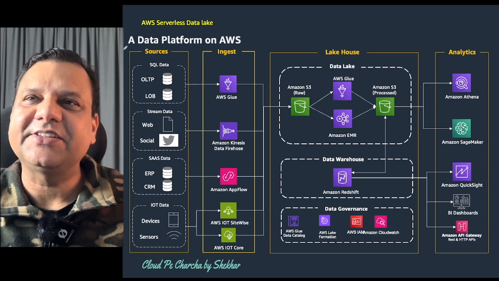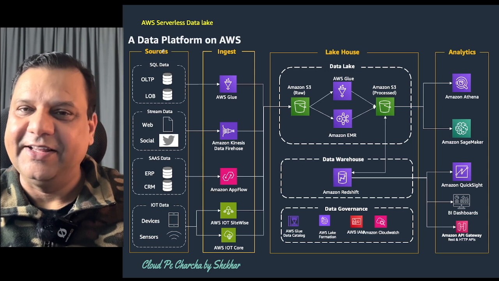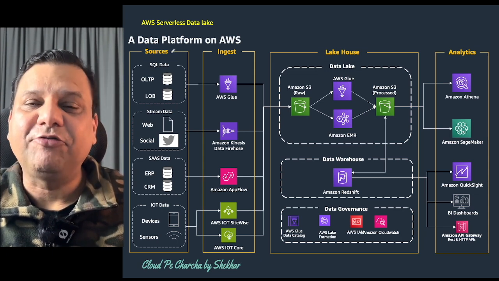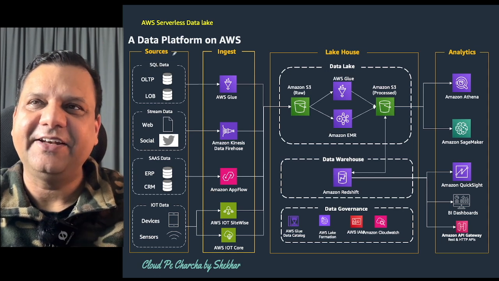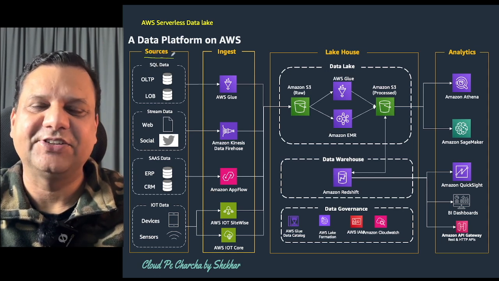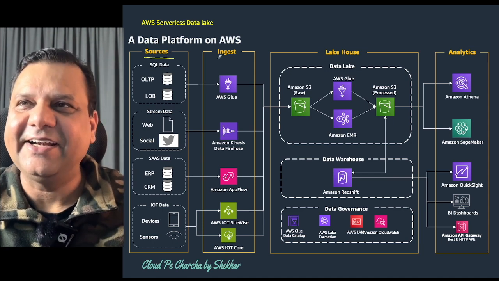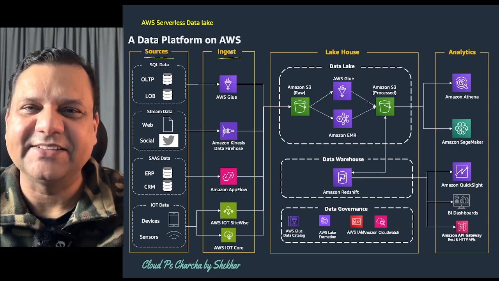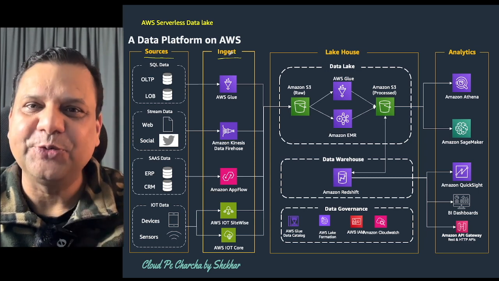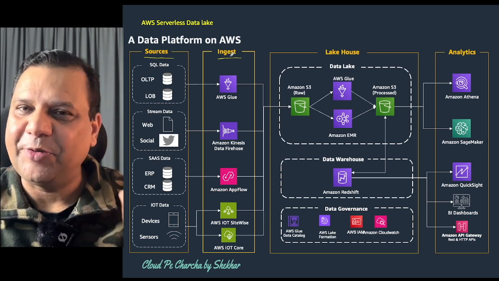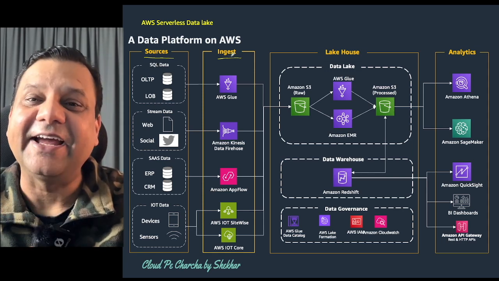We will start with this global data platform reference architecture. In this architecture, there are 4 lanes. The first lane is all about sources, what all data sources we are going to have. The second lane is the ingestion mechanism, which AWS services we are going to use to ingest the data from your data sources into your data lake or the lake house.